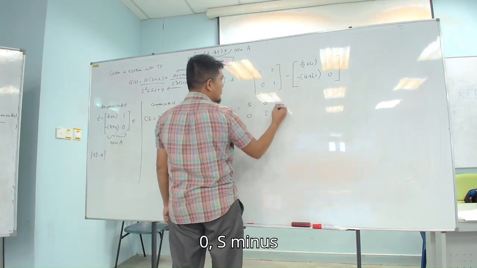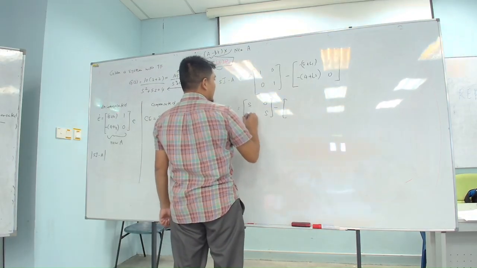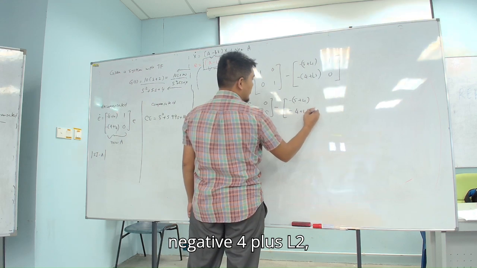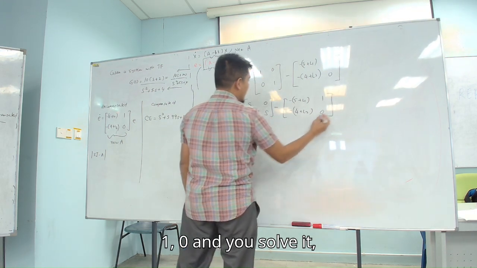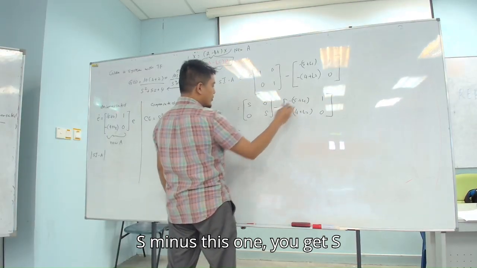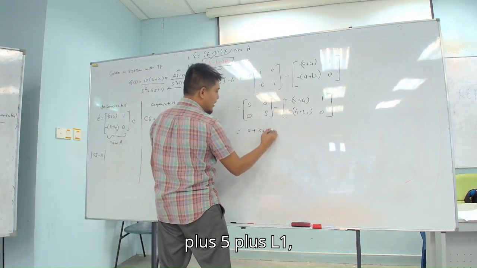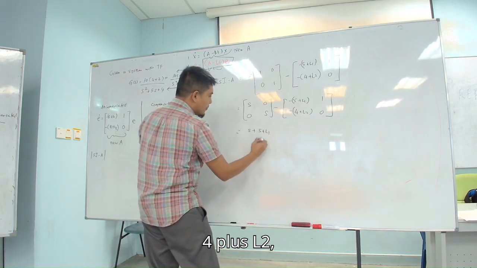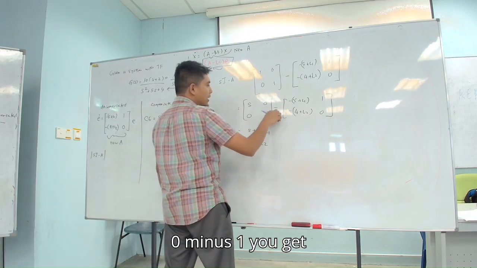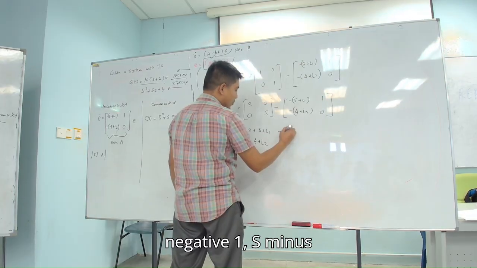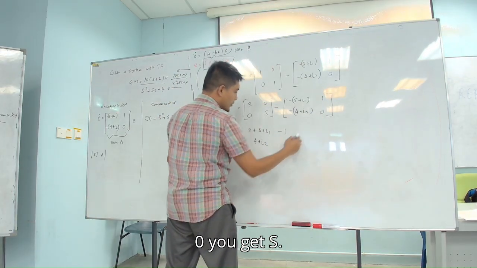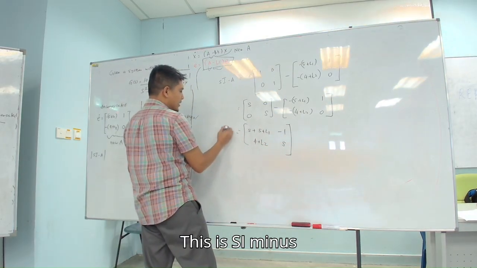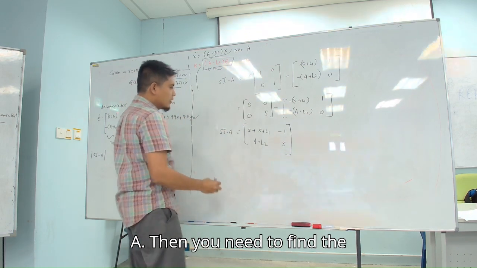And then you solve it. S0, 0, S minus negative 5 plus L1, negative 4 plus L2, 1, 0. And you solve it. S minus this one, you get S plus 5 plus L1. 0 minus and minus, you got positive 4 plus L2. 0 minus 1, you get negative 1. S minus 0, you get S. This is sI minus A. Then you need to find the determinant.